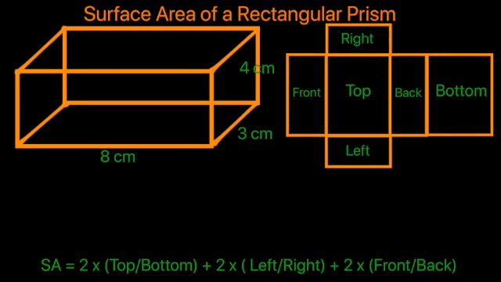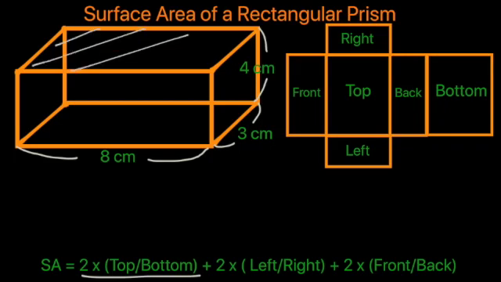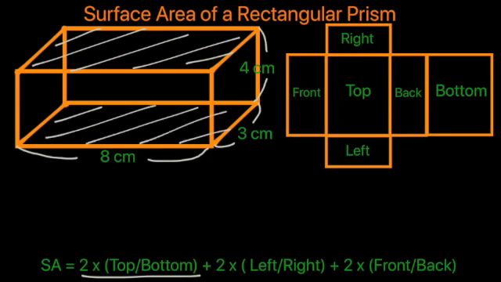So for the example here, we have the length at 8, and then we have the width at 3 and the height at 4. So the first thing we'll find is 2 times the top or the bottom, which will be this portion here.